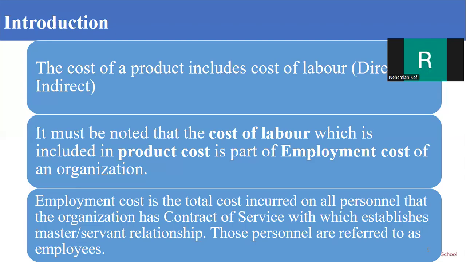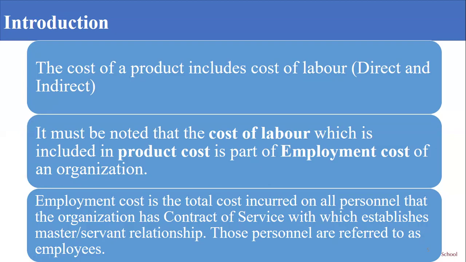Basically, the cost of a product will include the labor, because labors are those individuals that convert the raw material into finished goods, right? So the cost of the labor will be included in the cost of the product. So this will include direct and indirect labor cost. The direct labor cost can be traced to a particular cost center or a cost unit, while the indirect labor costs are not traced.